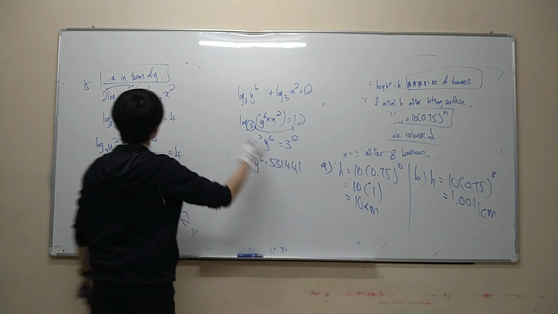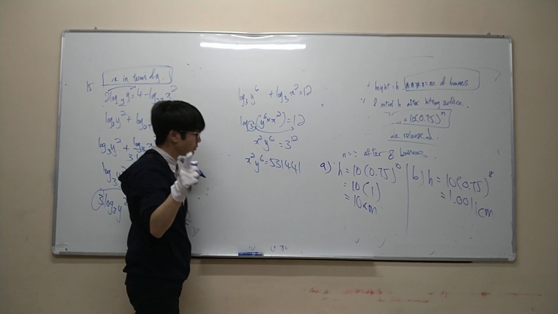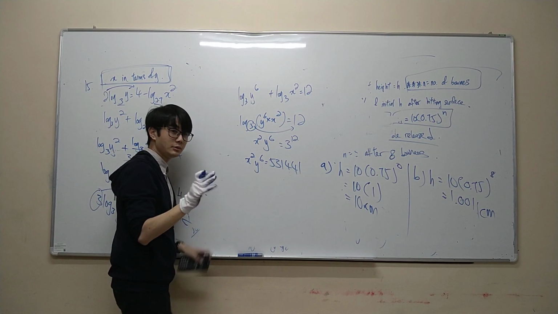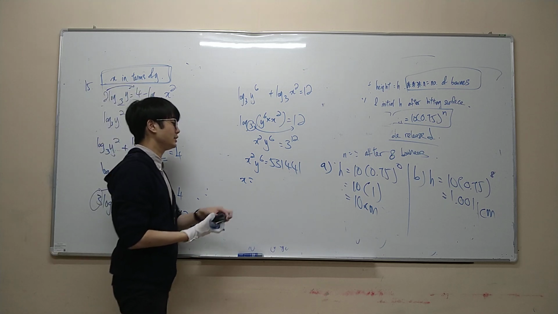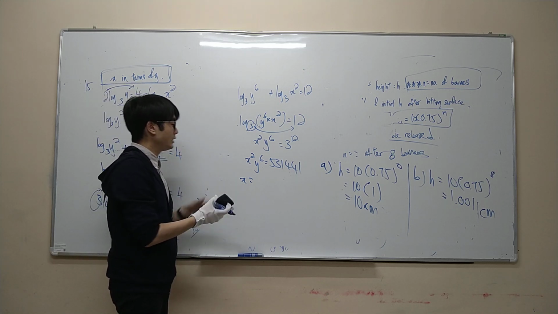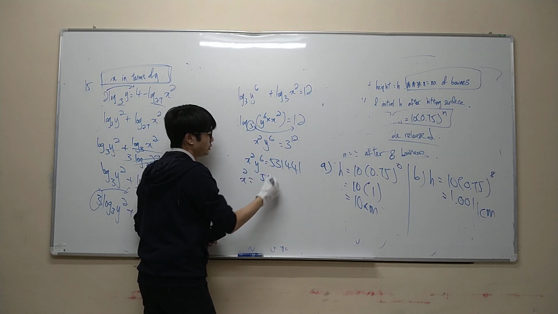So x squared y power 6 equals to 531441. But wait, x in terms of y. X in terms of y. So I need to find sampai x saja dekat sini. Okay, so x saja dekat sini means what? I need to pindah the y power 6 and I need to pindah the square. So x square sama dengan 53.